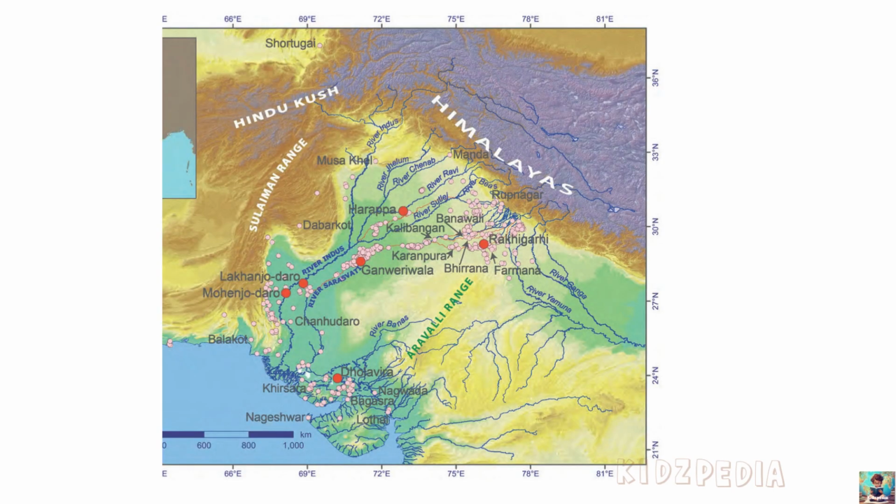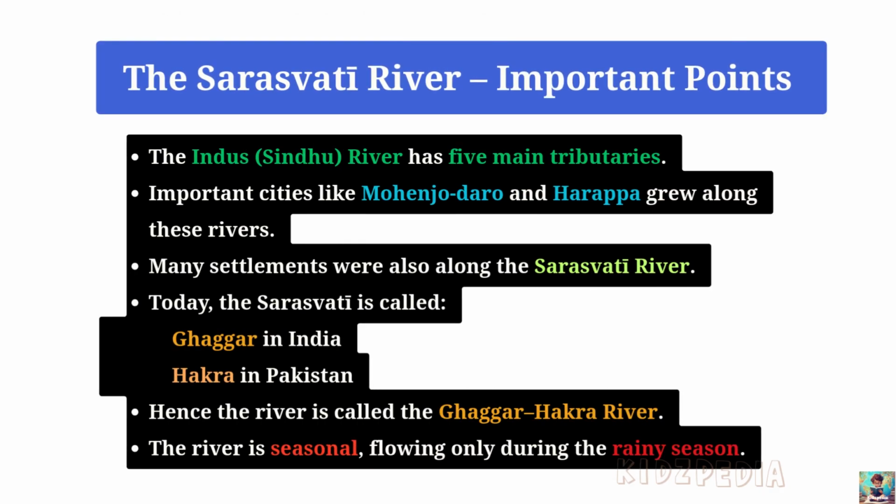Rivers were like lifelines for early civilizations. Many cities grew near rivers because they provided water, fertile soil for farming, and easy transport. The Indus River is also called the Sindhu River. It has 5 main tributaries. Important Harappan cities like Harappa and Mohenjo-daro developed along these rivers as they supported farming, trade, and daily life.